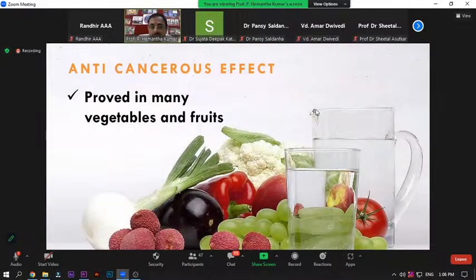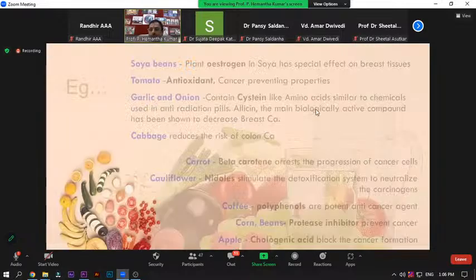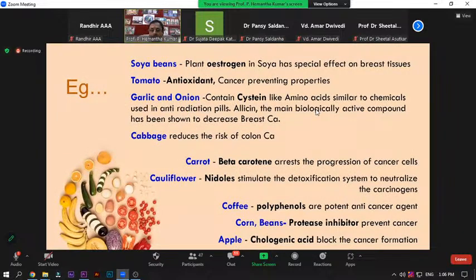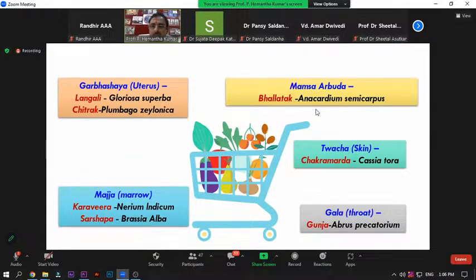Some anti-cancer effects are also seen in vegetables and fruits like soybean, tomato, garlic and onion, cabbage, carrot, cauliflower, coffee, corn, beans, etc. There are anti-cancer properties. Some studies were conducted according to the organ, the involvement of vital organs, and they show some medicines with anti-cancer properties like Langali and Chitraka on Garbhashaya, Ballataka on Mamsarbuda, Chakramarda on skin, and Karavira, Sarshapa in Majja and Gunja in Gandarbuda.